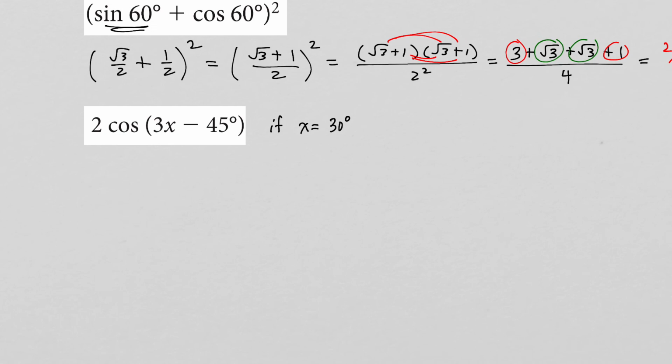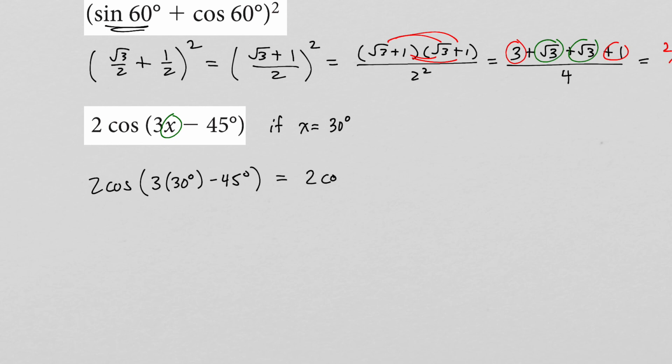The final example here, we have a variable expression: 2 cosine of the quantity 3x minus 45 degrees, and then they tell us that x is 30 degrees. So to evaluate this expression, we'll just plug in 30 degrees for x. So we'll plug that in here. That gives us 3 times 30 degrees minus 45 degrees.